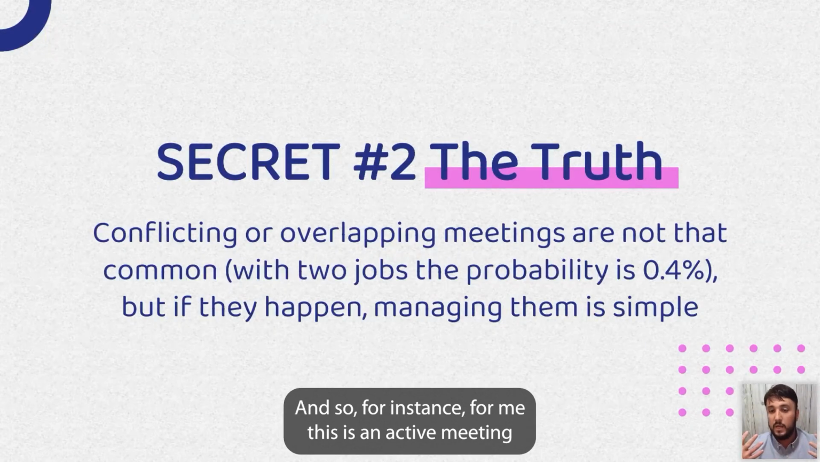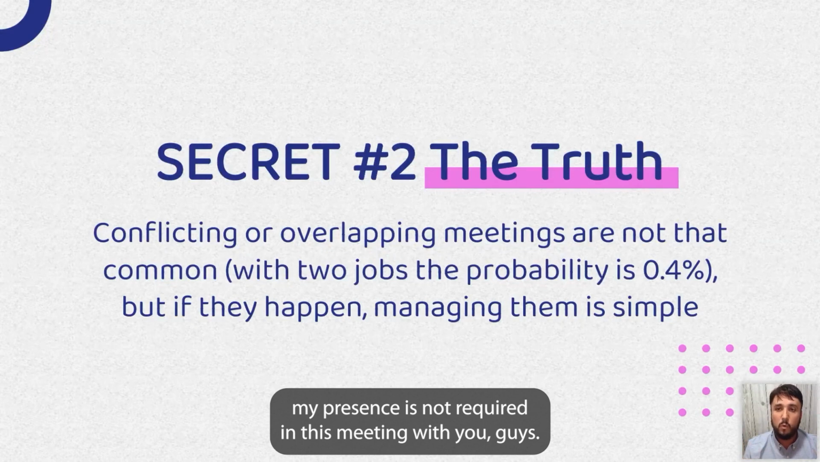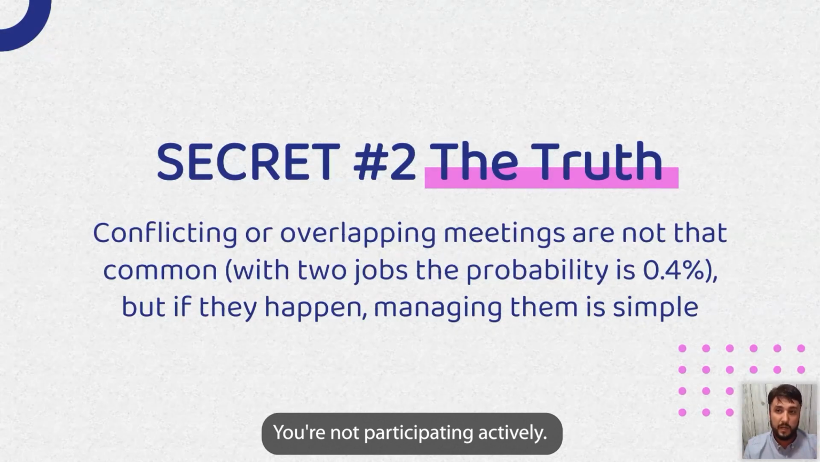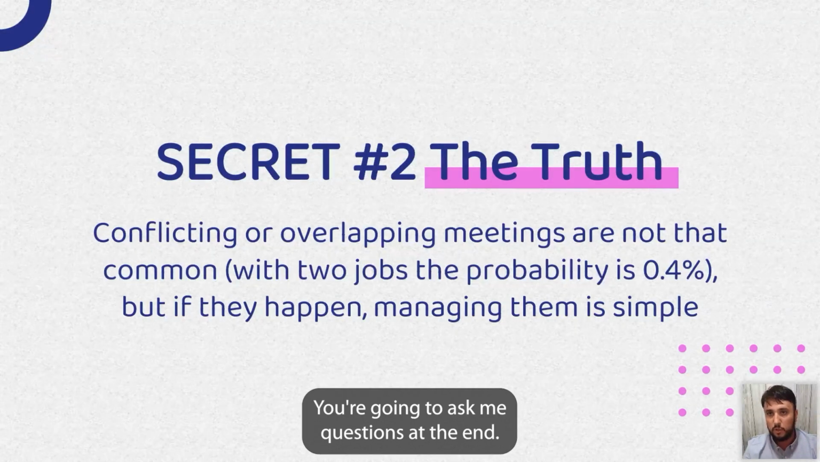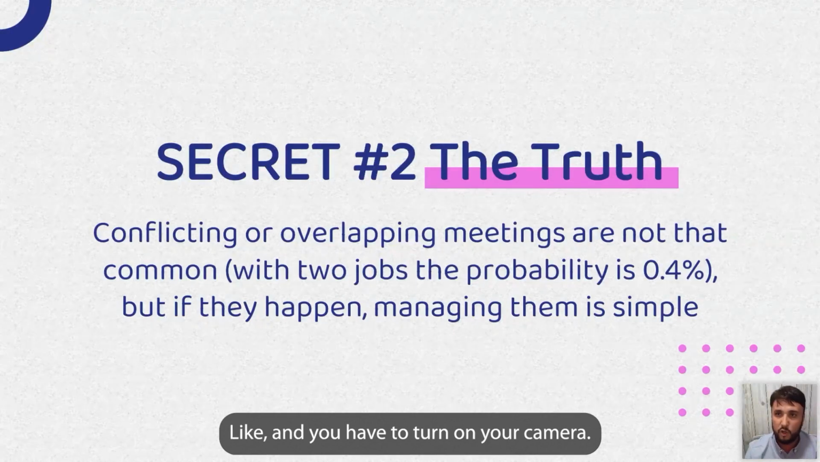And so, for instance, for me, this is an active meeting because I'm presenting, right? There's no way my presence is not required in this meeting with you guys. But for you, this webinar is a passive meeting. You're not participating actively, right? You're going to ask me questions at the end, but right now I'm not saying, hey, John, tell me what you think of this, right? And you don't have to turn on your camera.